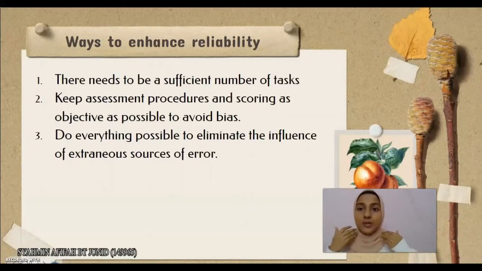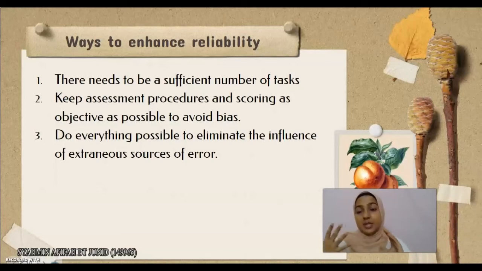There are a number of assessment procedures that teachers can use to enhance reliability and reduce error. Firstly, there needs to be a sufficient number of tasks. The greater number of times a trait is assessed, the more reliable the inference about what a student knows and what they can do. This means that teachers shouldn't rely on a single assessment, but it doesn't mean that they should give as many assessments as possible. Assessments should continue until a consistent pattern of results is obtained, using many shorter assessments rather than fewer long assessments.